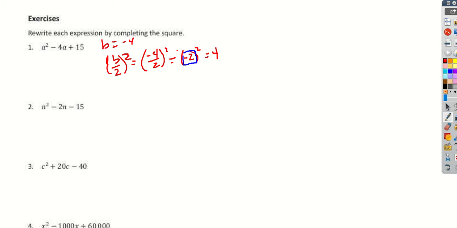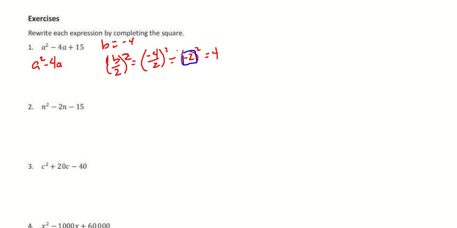So it's going to be a squared minus 4a, and I want to put a plus 4 on the end, okay? But I have to have this equal to 15. So what plus 4 equals 15? 11, right? So I have to add an 11 here so that these two terms add up to the one on the end. So this equation is still plus 15. It's just written differently, okay?